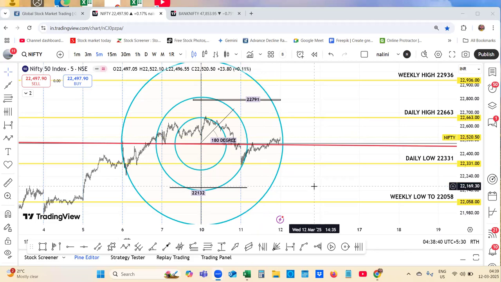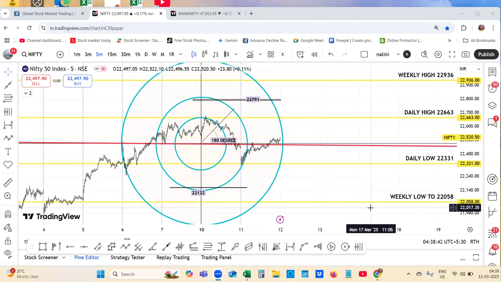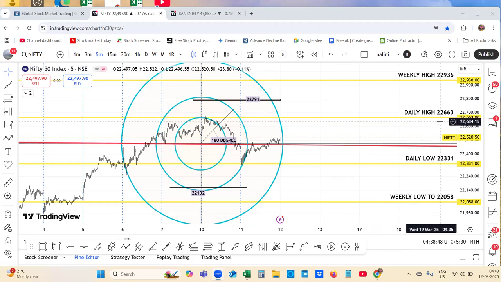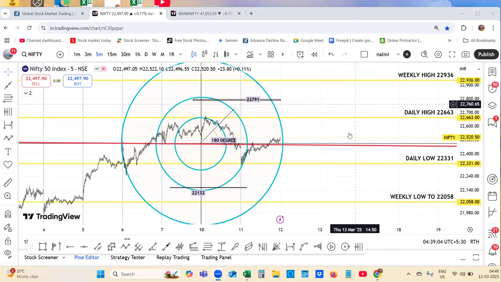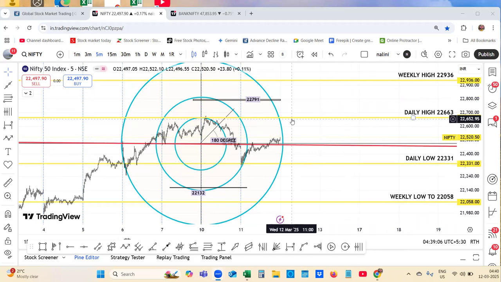Nifty levels for today's trade based on the India VIX. The higher level for today is 22,663 and the lower boundary is 22,331. Weekly low is 22,058 and weekly high is 22,936. These are the levels based on the India VIX. For today's level, these are the boundaries.